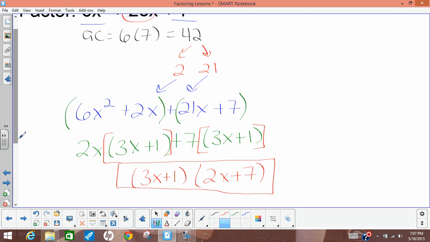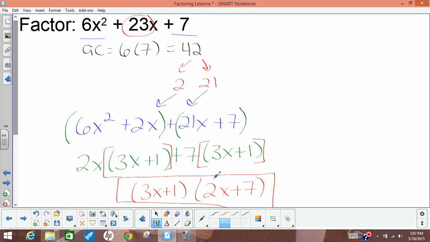And that is my trinomial that has a beginning coefficient that's not 1. So in this case, it was 6. 6x squared plus 23x plus 7 factors to be 3x plus 1 times 2x plus 7. Just like in the previous lessons, if I multiplied these two factors together, if I did the distributive property, or FOIL as you might know it, I should get the original polynomial.